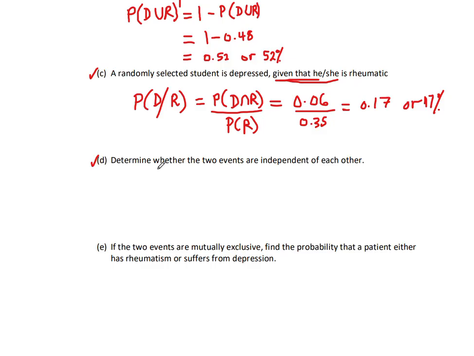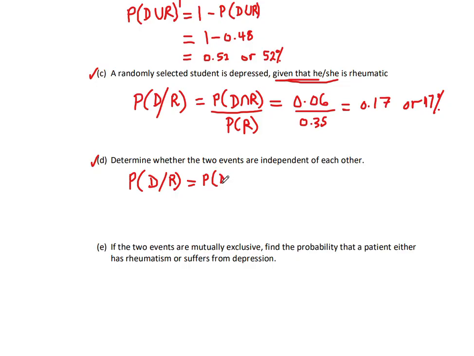Now let's determine, based on question D, whether the two events are independent of each other. When two events are independent of each other, the occurrence of one does not affect the chance or likelihood of the other one taking place. So that's what we mean by statistical independence. There are a number of ways in which we can determine if statistical independence holds true, one of which is that the probability of D given R would be equal to the probability of the event before the slash, which is the probability of D.